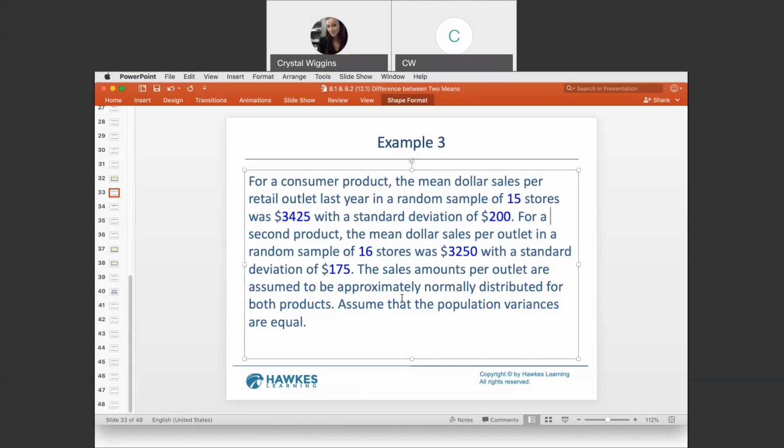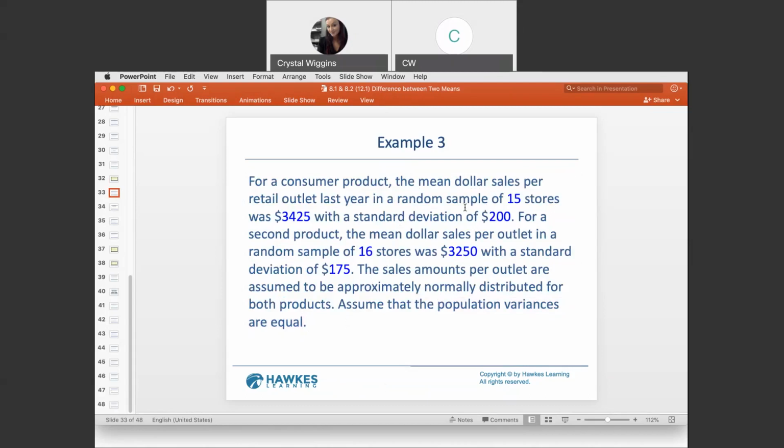The sales amounts per outlet are assumed to be approximately normally distributed for both products. Assume that the population variances are equal. Ooh, okay, so we're going to have to remember that statement because that's a checkbox that we have to check off. And since we don't know the population standard deviations, this assumption is going to make a difference in our calculations. So you really have to pay attention to all the things in here.